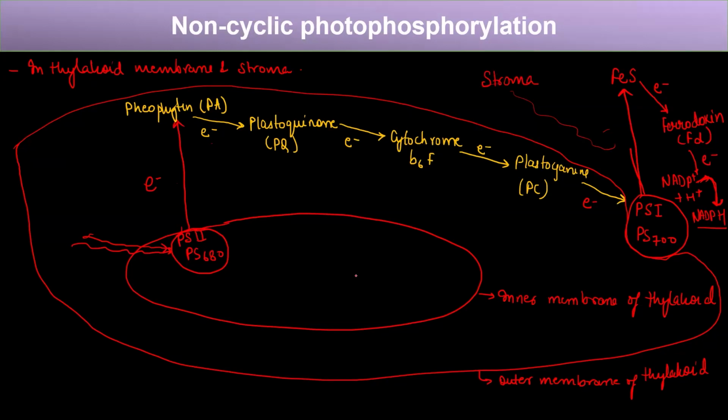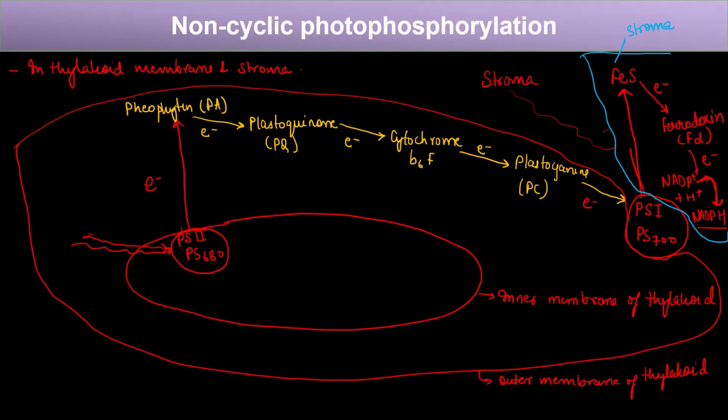So now we can clearly see which reaction is happening in the thylakoid membrane and which reaction is happening in the stroma. This much reaction is happening where? It is happening in the stroma, right? And the rest of the reactions are happening on the thylakoid membrane. Okay. So this is the non-cyclic phosphorylation.